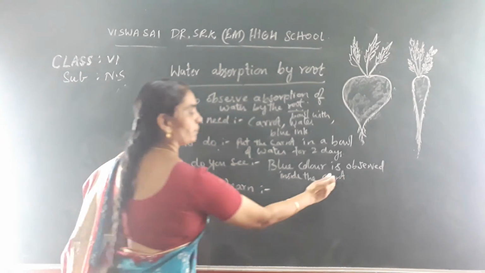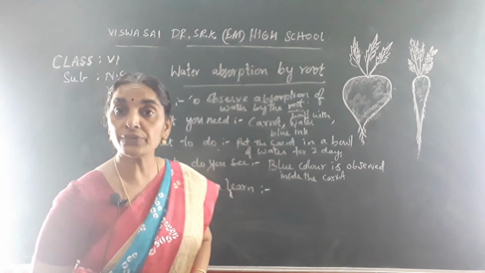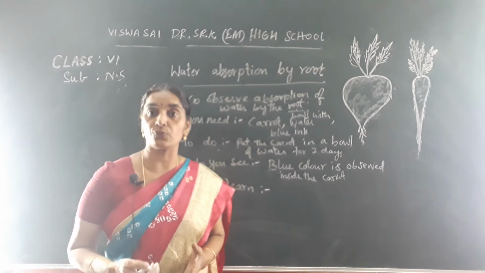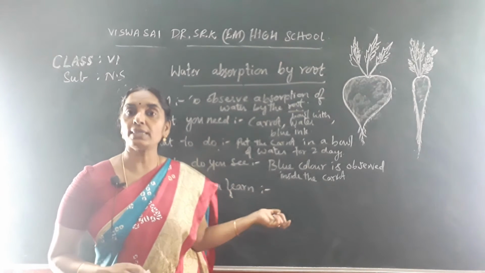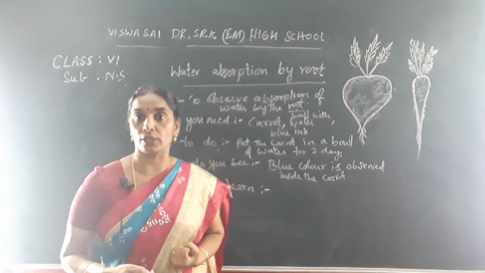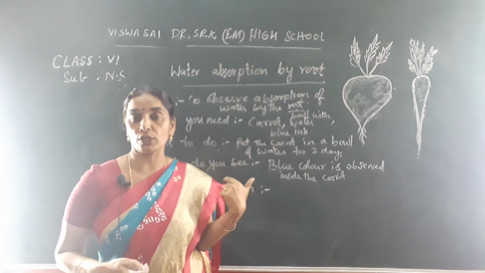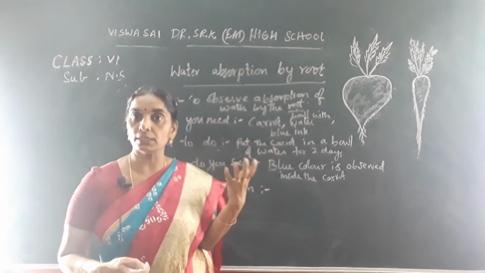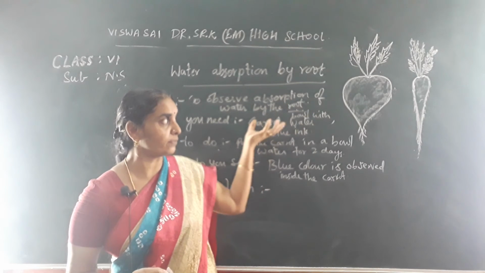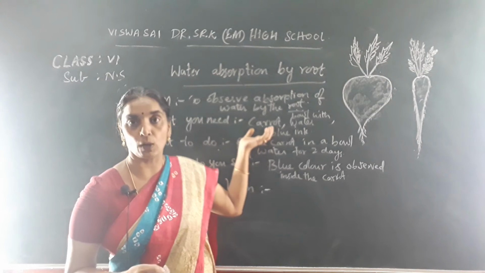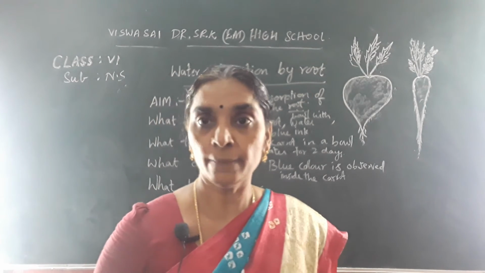Okay, later, so what did you learn? That is, what do you infer? What is the result? Inference. What do you say from this? So you can say that carrot has absorbed water. So it is a root. It has absorbed the water and minerals from the water itself. That is, you have taken water in a bowl, isn't it? So from that it has been absorbing the color.